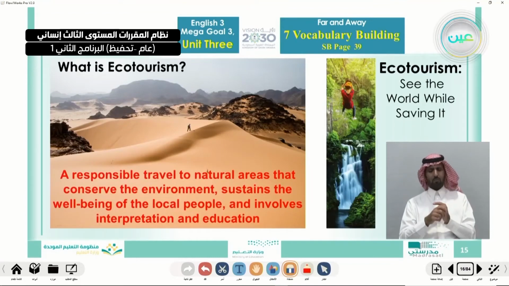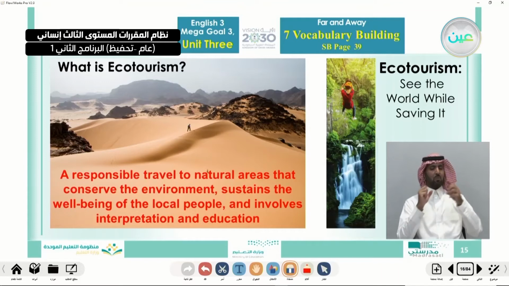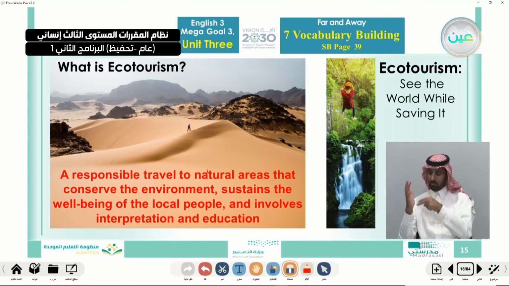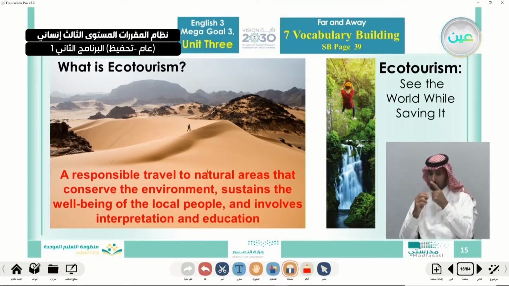Now let's go to the definition of ecotourism. What is ecotourism? To start learning about the vocabulary of this lesson, of this reading passage. Ecotourism, we can define it as a responsible travel to natural areas that conserves the environment, sustains the well-being of the local people, and involves interpretation and education.